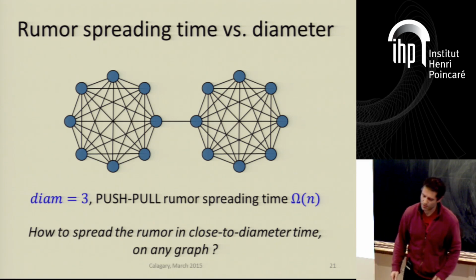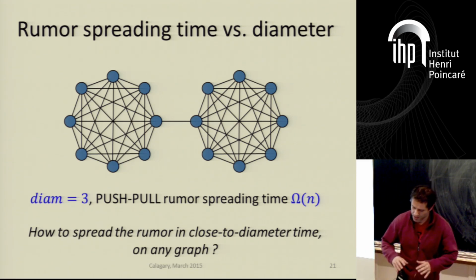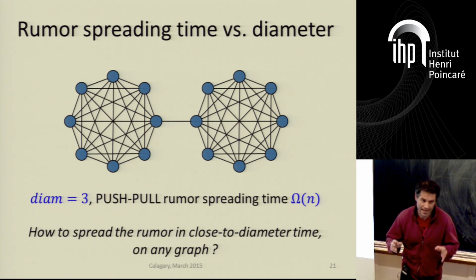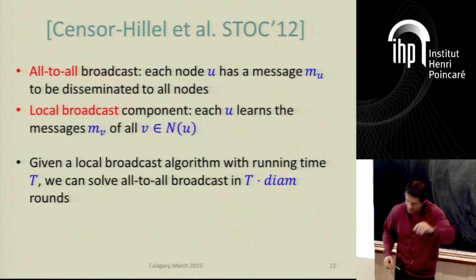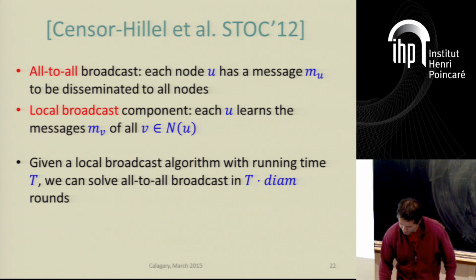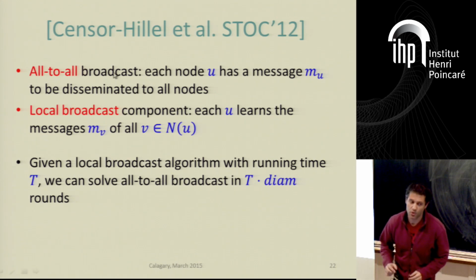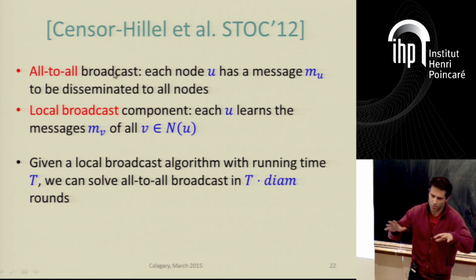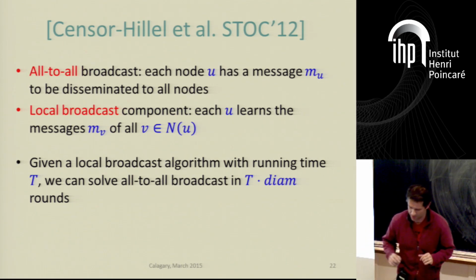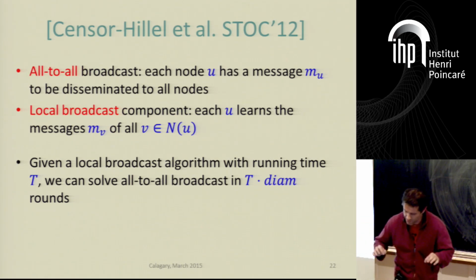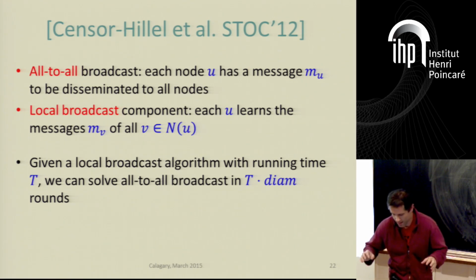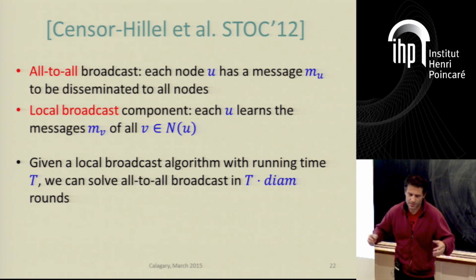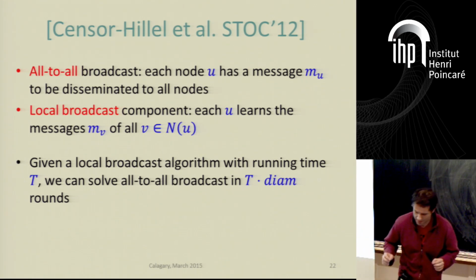So for the algorithm I will talk about, the question is how to spread the rumor in close to diameter time on any graph. Okay, I will talk about this paper. The algorithm they propose, in fact, solves the all-to-all broadcast problem rather than the one-to-all that I talked to you about, but they're not much different. So in this problem, every node initially has a message, and then the goal is that each node receives all the other messages. Okay?